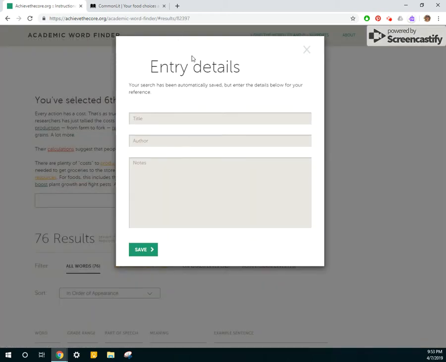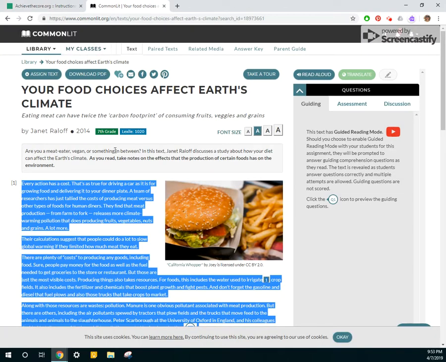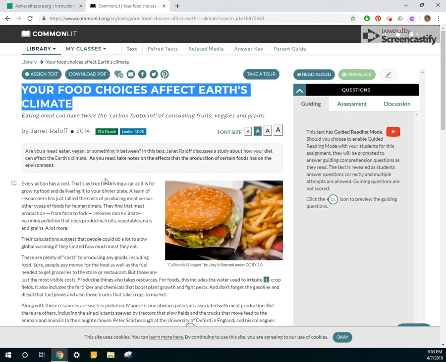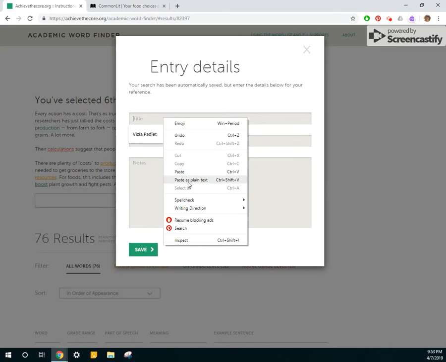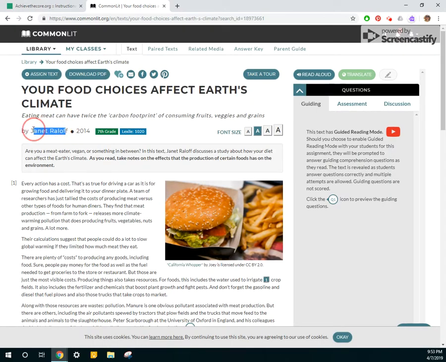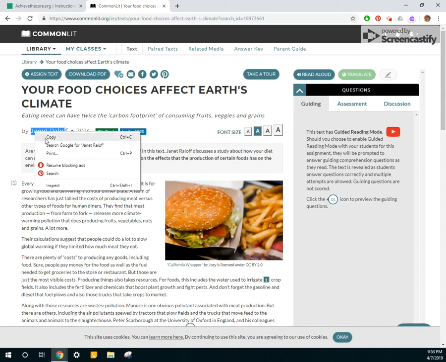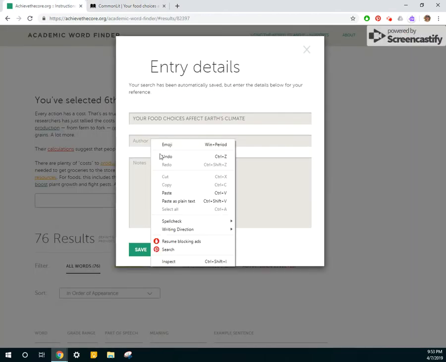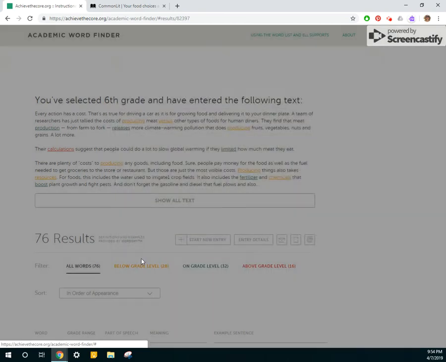All right, and it's going to ask for some entry details. This is mostly so that Academic Word Finder can stay organized. You're going to want to put in the title. I'm going to copy it because I'm lazy and don't want to type it all out. Then the author, same deal. Copy and paste it, and away we go.